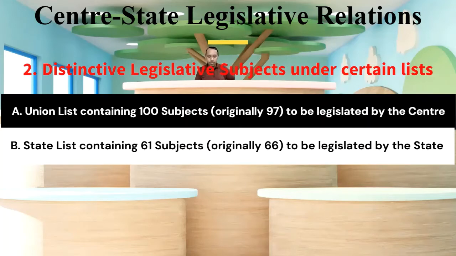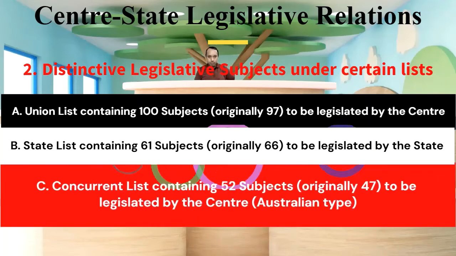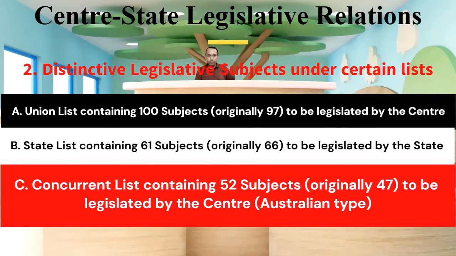There is another list that is called the concurrent or common list. The subject matters of the concurrent list are performed by both center and the state. Subjects like education, forest, weights and measures, protection of animals and environment are mentioned in the concurrent list.